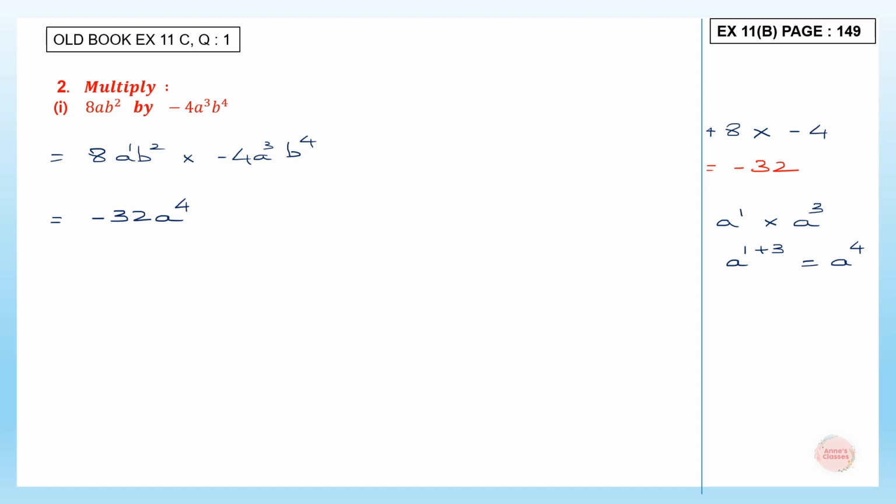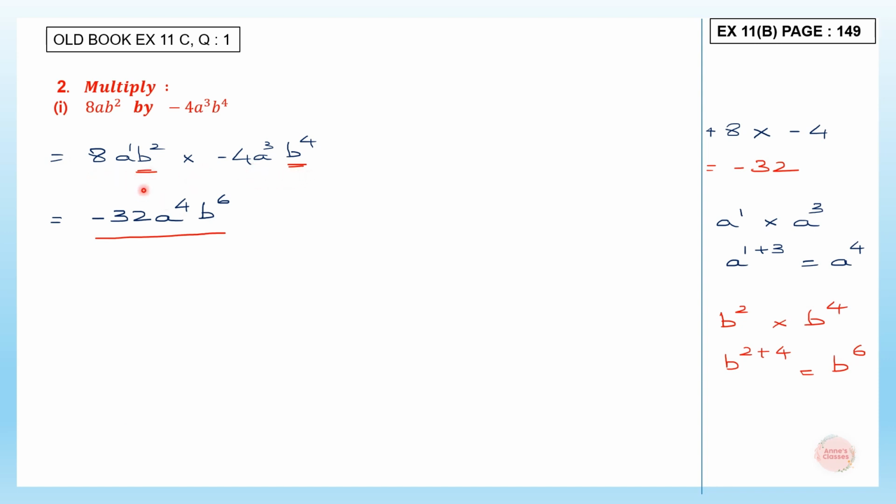Now you take the b's. So here we have b to the power of 2 and here we have b to the power of 4. So b to the power of 2 into b to the power of 4 will be b to the power of 2 plus 4. For multiplication, we add up the powers. So this becomes b to the power of 6. And you put it here along with it, b to the power of 6. So all this is multiplication. So the final answer is minus 32 a to the power of 4 b to the power of 6. So how do we do it? First we multiply the numerical coefficients, then we multiply the literals.